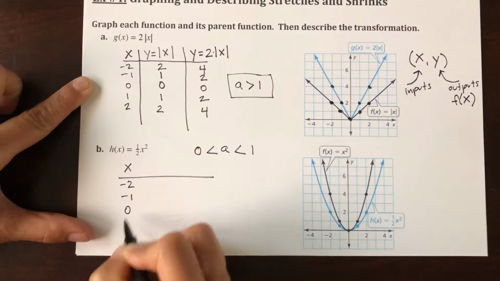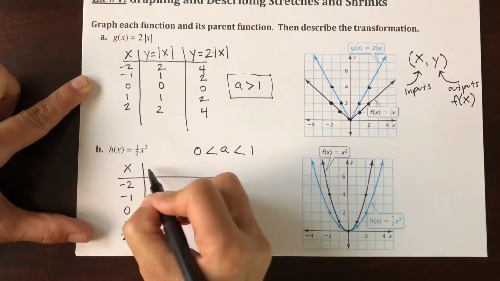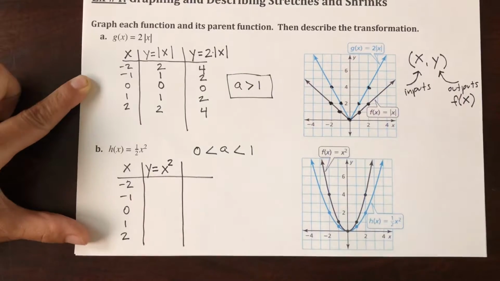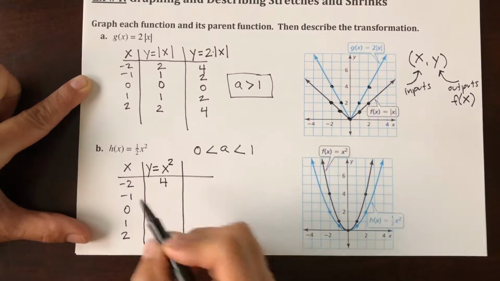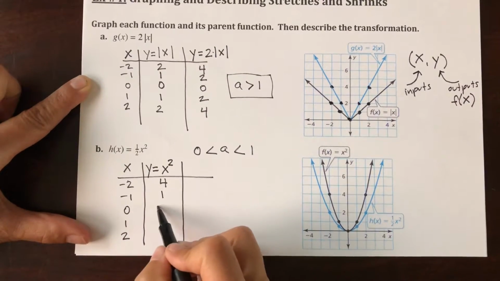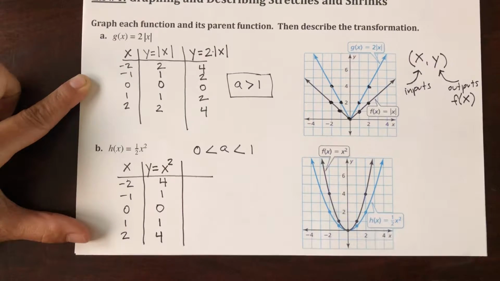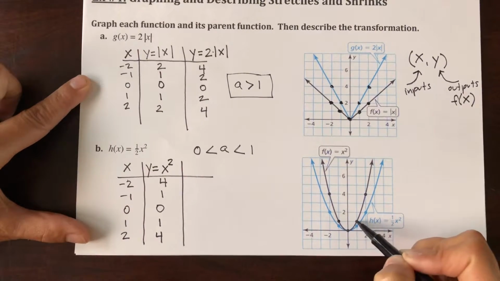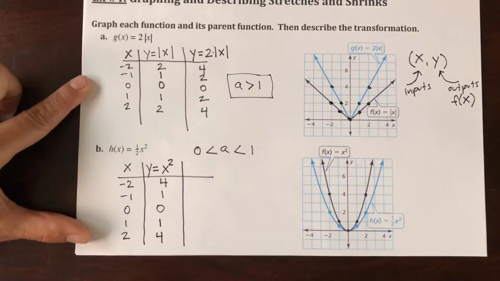Okay, so first let's plot our parent function. -2, -1, 0, 1, 2. So our parent function of a parabola is y equals x squared. So when I put a -2 in and square it, I get a +4. -1 squared is 1, 0 squared is 0, 1 squared is 1, 2 squared is 4. So we can see in blue, -2, 4, -1, 1, 0, 0, 1, 1, 2, 4. So that's our black parent function.